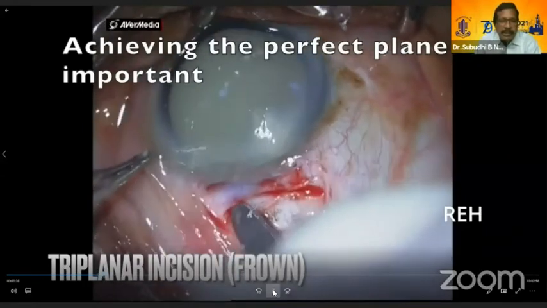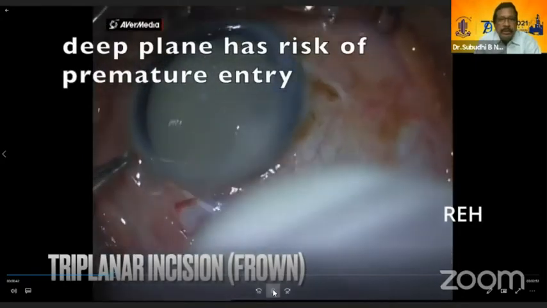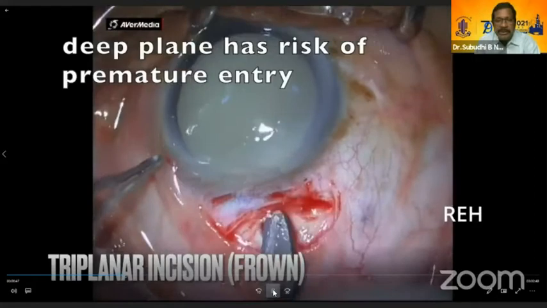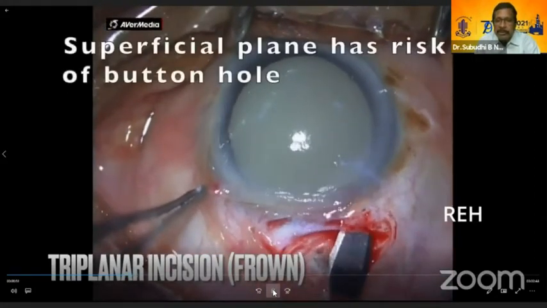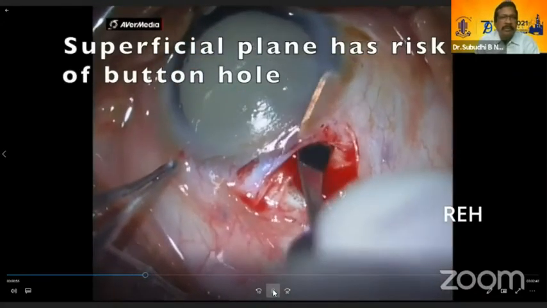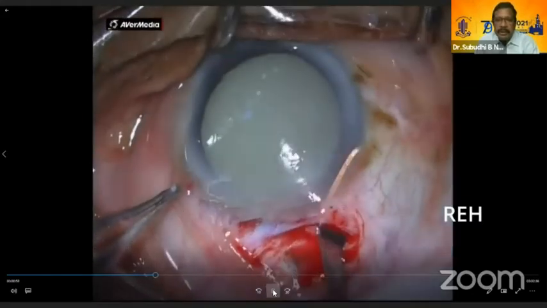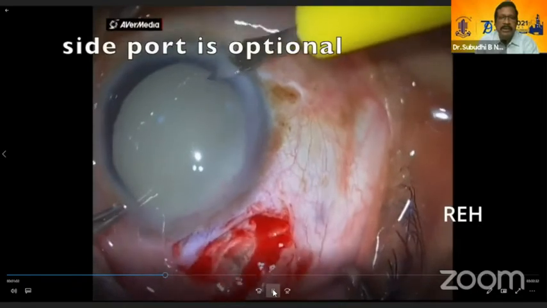Achieving the perfect plane is very important. Triplane incision is very important to get a secure wound later. If you have a deep plane, there is premature entry, and if it becomes superficial, there is a chance of buttonhole. So all the while, your blade must be visible through the cornea. We prefer to do the frown incision, and our internal incision must be bigger than the external incision, so that it can accommodate any lens.